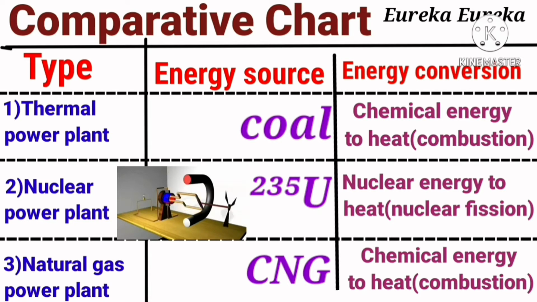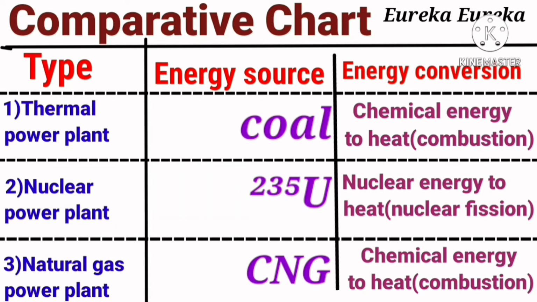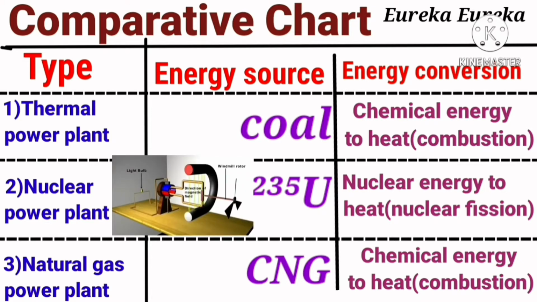Third is the natural gas power plant which uses compressed natural gas as a fuel, and here the combustion of this compressed natural gas releases heat due to conversion of chemical energy in the compressed natural gas into heat energy. This heat energy which is liberated is used to generate electricity, and again the principle used here is electromagnetic induction.